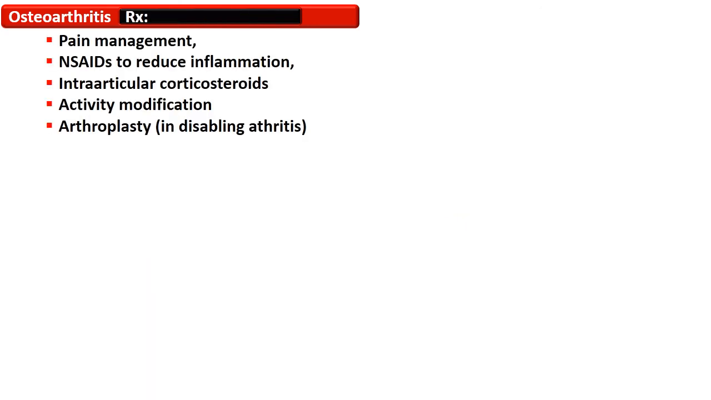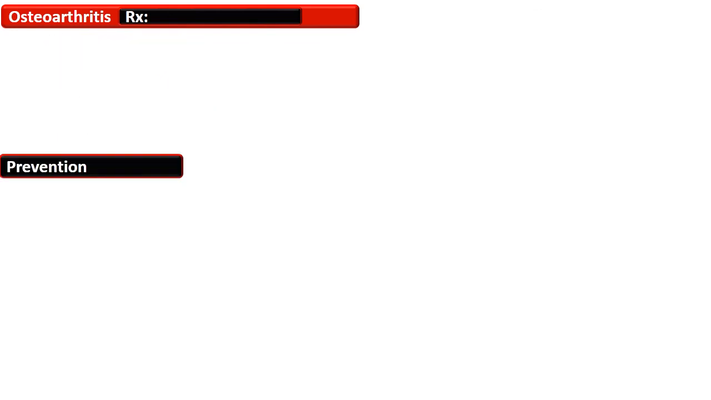For the treatment of osteoarthritis, the aim is to manage the pain by non-steroidal anti-inflammatory drugs, which reduce inflammation. Also, intra-articular corticosteroids are used. Modification of activity by the person, and if the joint osteoarthritis is disabling, then arthroplasty can be performed.